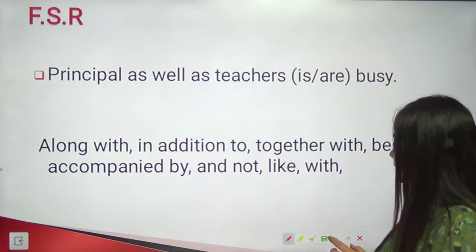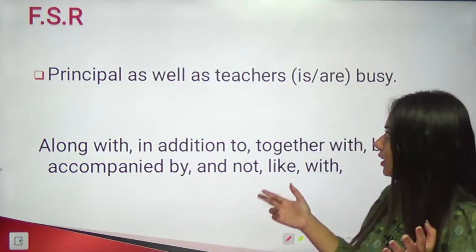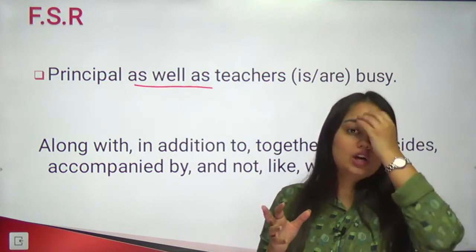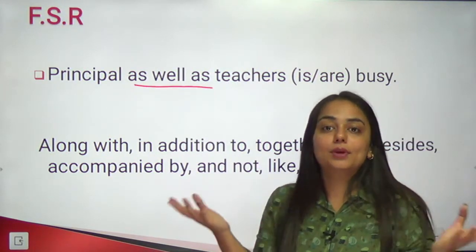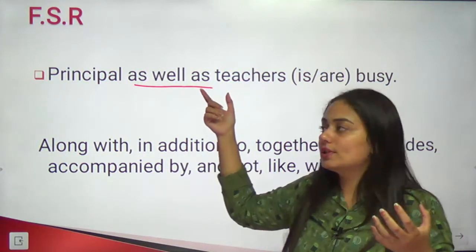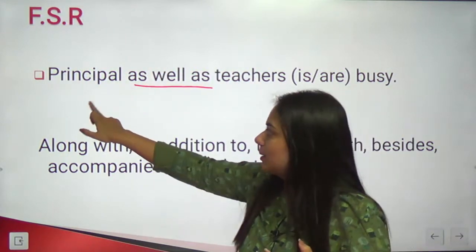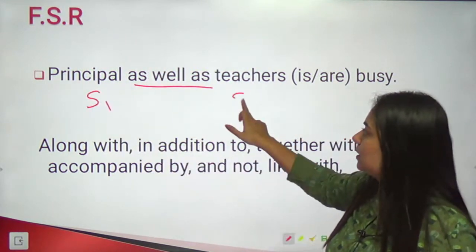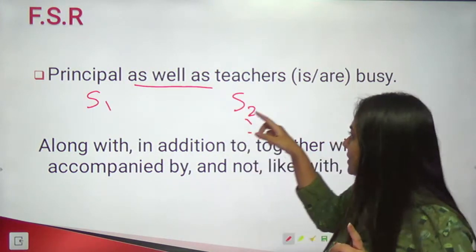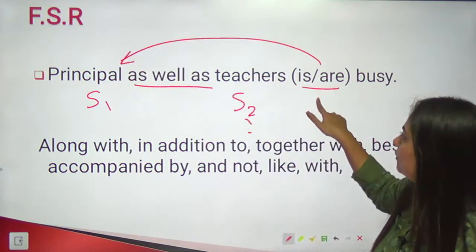When you have 2 subjects and they both have different number, one is singular, one is plural, you will see the conjunction pair they are using, or the conjunction phrase you can say, that separates them. Principal as well as teacher shows addition of teachers in principal, as if subject number 1 is more important than subject number 2. We are simply showing an addition. In this case, you will consider the far subject, far from the verb.